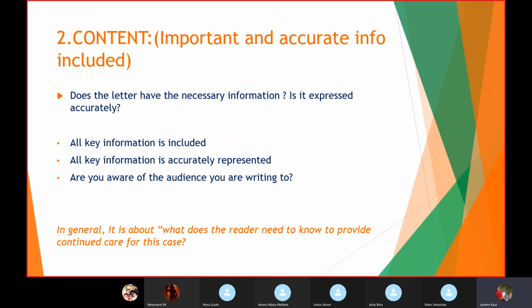That's not the information I need as an endocrinologist. I need to know what happened now. Why are you referring this patient to me now? So, you should be able to identify all the relevant and necessary information, and if you have expressed that information accurately, you did not change the meaning of it. Sometimes we translate the sentence and, while transforming, you change the meaning.